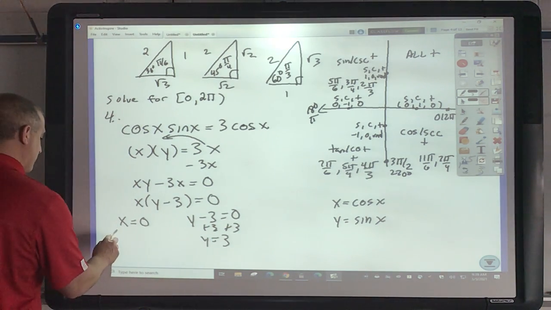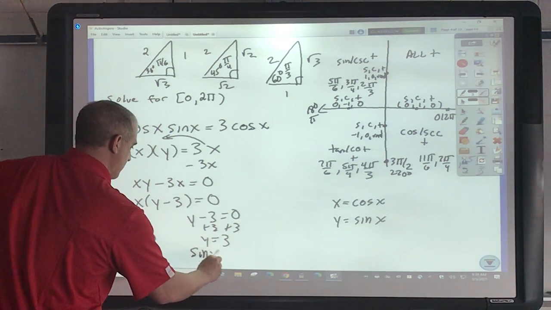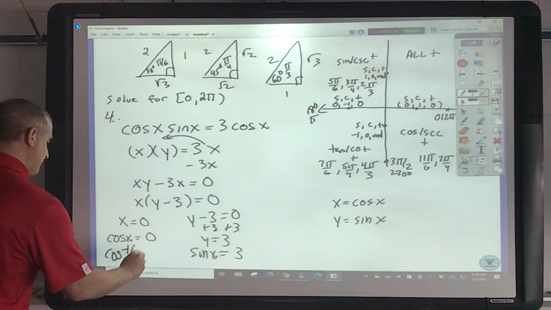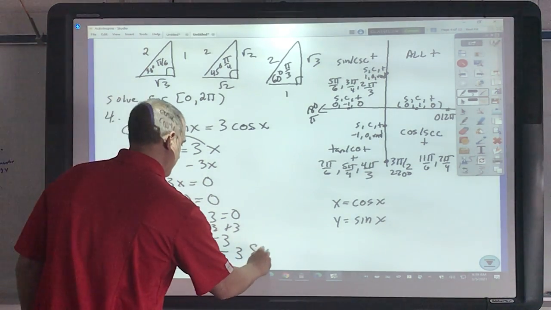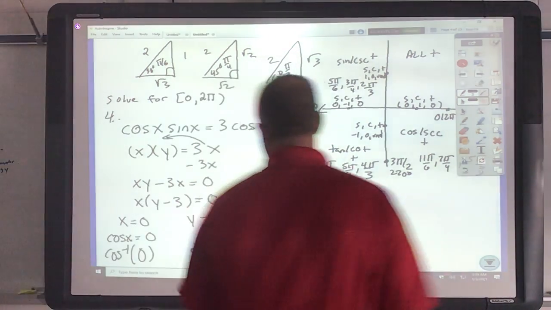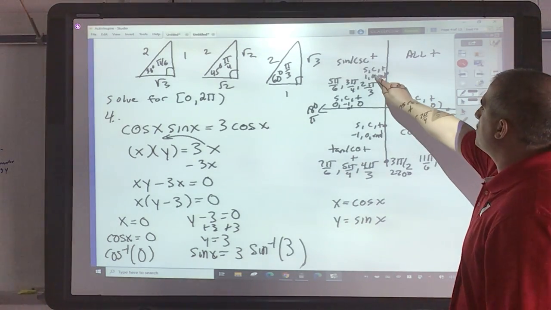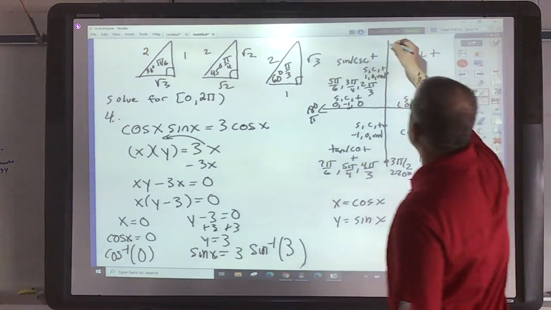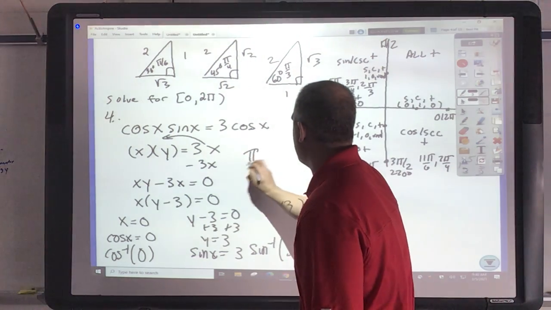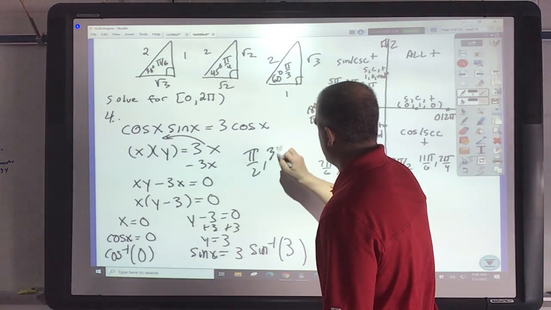So now I'm going to put these things back in, and I'm doing inverse for both of them. Sine inverse 3. Now, for 0, where is cosine 0? Cosine would be 0 at one of these axis points. So this is going to be the pi over 2. It's also going to be 0 down here at 3 pi over 2.